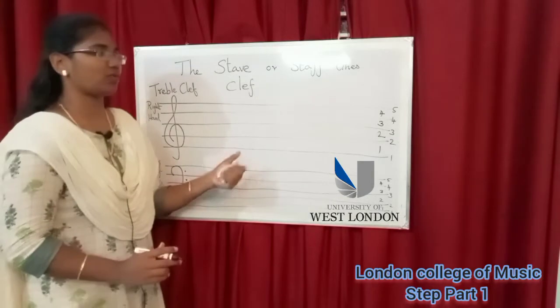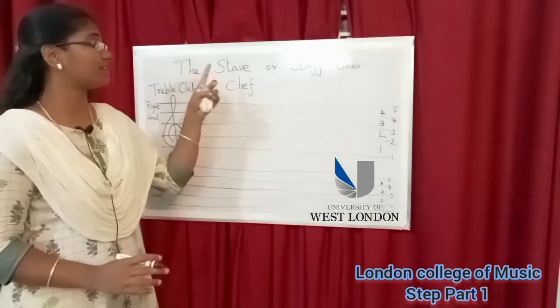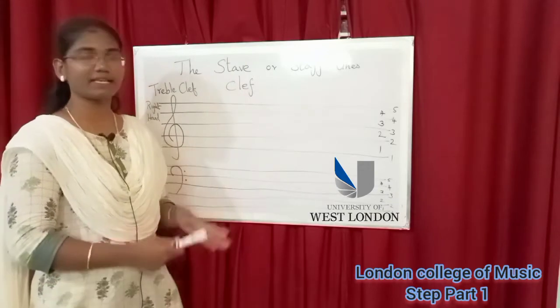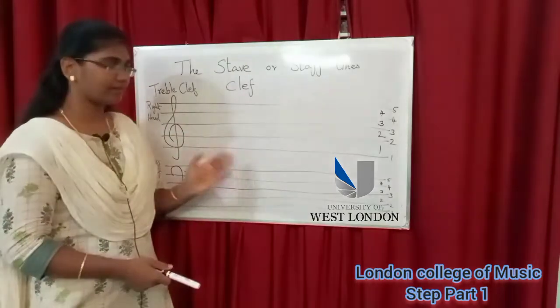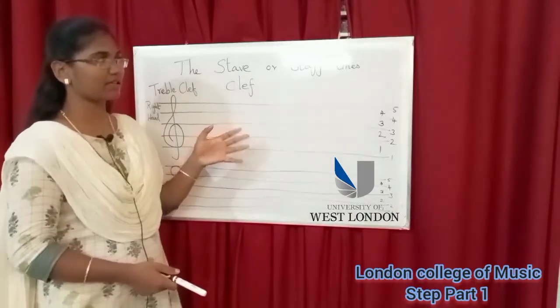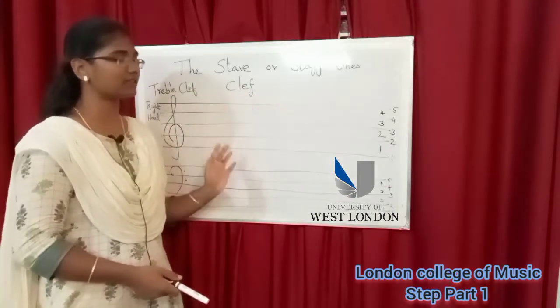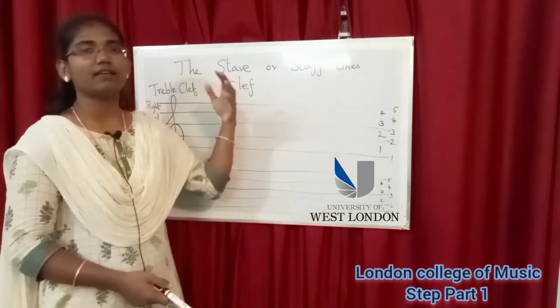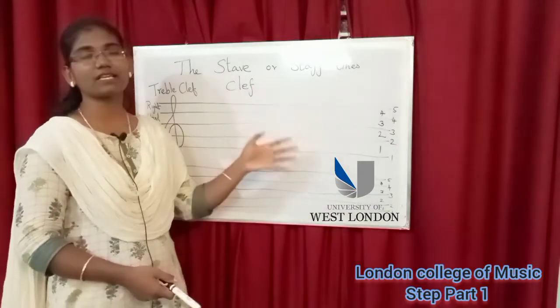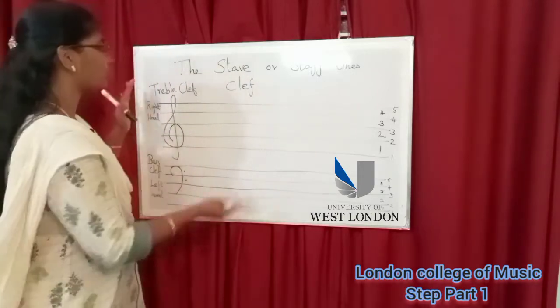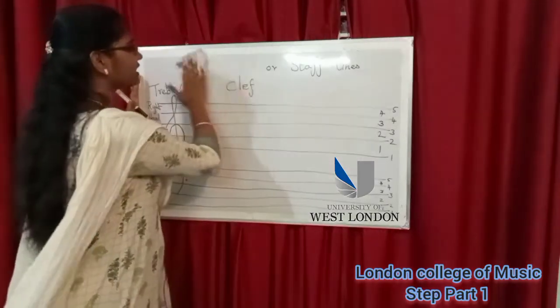Okay, so are you all clear about the staff lines or stave lines and the clef? Musical notations are placed in the treble clef and bass clef staff lines. How the musical notations are placed in the treble staff lines and the bass staff lines, that is the thing we are going to learn now. So the musical notations.